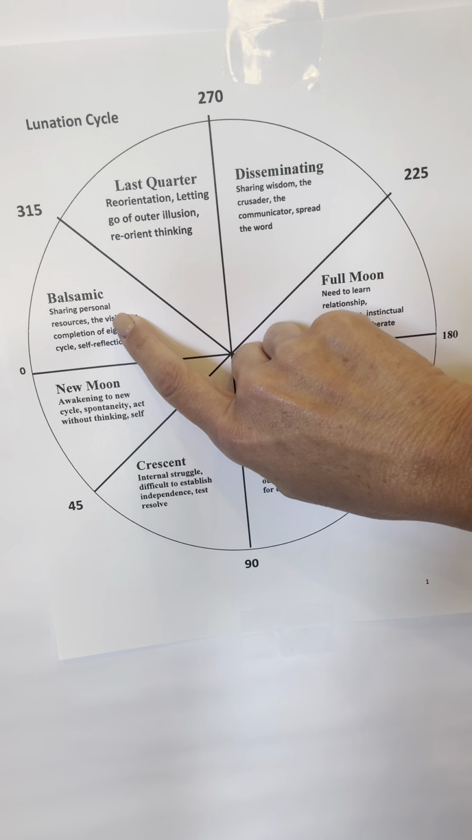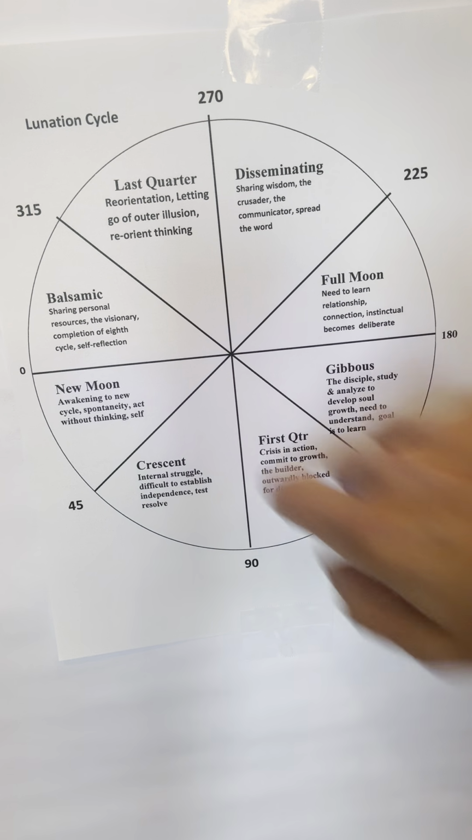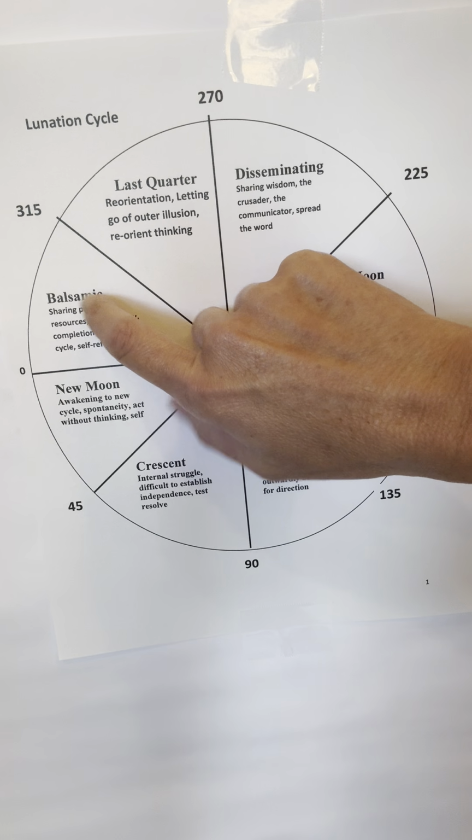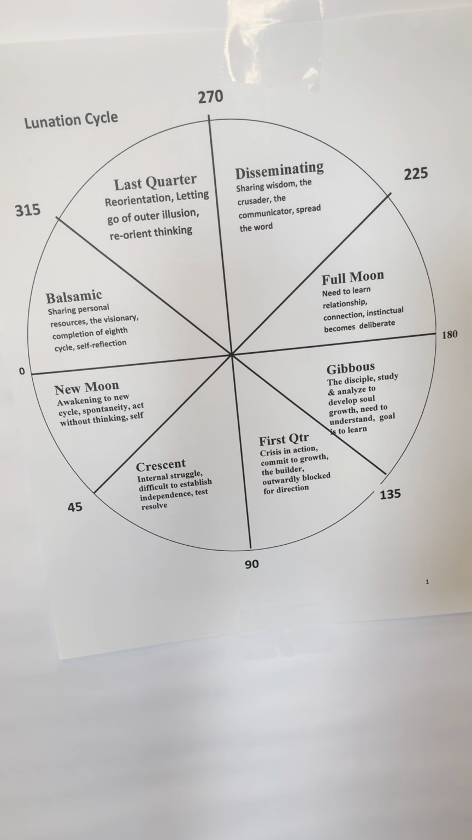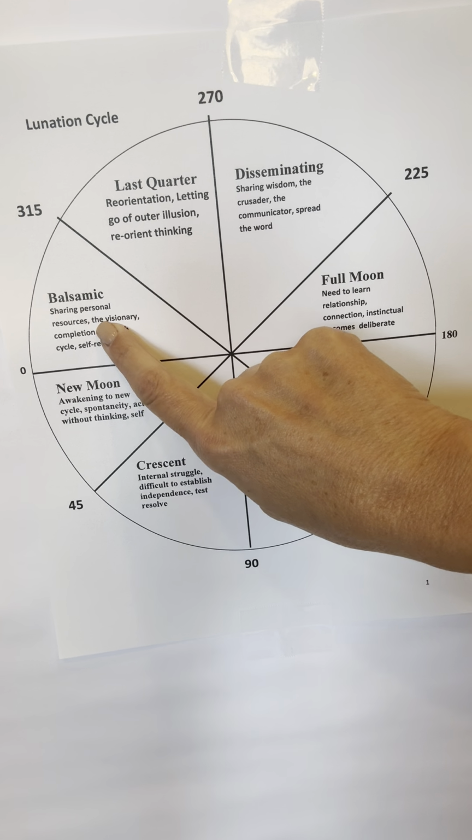The Balsamic Moon phase is from 315 degrees to 360 degrees. This is a completing phase. Relationships and experiences may come and go because these people are wrapping up. Like they're wrapping up unfinished pieces of the puzzle. Their lesson is to complete what needs to be completed, share the wisdom they have gained, and just keep moving, okay?